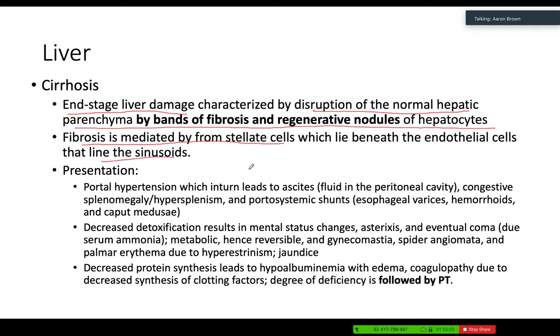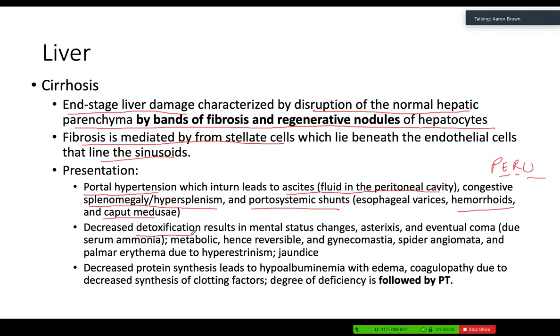Okay, and so how do these patients present? They're going to have portal hypertension, which leads to those ascites, fluid in the peritoneal cavity, splenomegaly, hypersplenism, where we can palpate the left upper quadrant and feel just a really swollen spleen when we tell our patients to take a deep breath. We're going to start seeing some of our portosystemic shunts, all of our varices, so our esophageal, rectal, and umbilical varices, hemorrhoids, caput medusae, right?